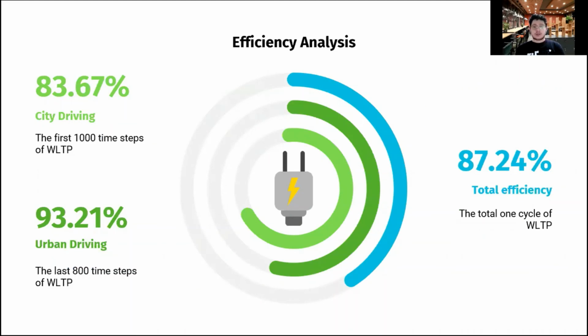By using the equation from the curve fitting method, we calculated the average efficiencies of the BMW i3. In general, total efficiency is calculated at 87.24%. This rate decreases to 83.67% for the city driving. For highway driving, this rate increases up to 93.21%, which is expected actually. And this rate also shows that electric vehicles are very efficient, especially in highway driving.